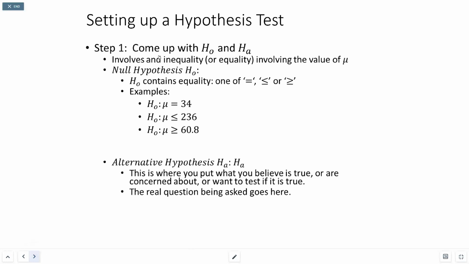Okay, so the first thing when you're going to do a hypothesis test is you have to come up with the null and alternative hypothesis. And as I told you before, the null hypothesis contains equality. So it's either equal to, less than or equal to, or greater than or equal to. Here are some examples. The alternative is where you put what you believe is true, or what you're concerned about, or what you want to test is true. For our course, since we're using this tool in the context of business analytics decision making, and we're trying to give organic food superstores suggestions to answer the questions, we want them to be quantitative.